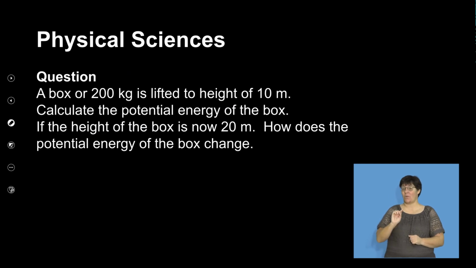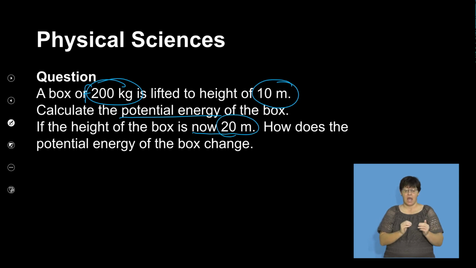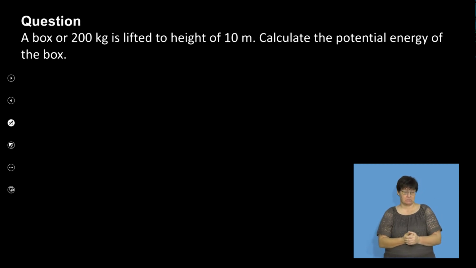First question. A box of 200 kilograms is lifted to a height of 10 meters. And now there are 2 questions. The first one is, calculate the potential energy of the box. We're good with that. If the height of the box is now 20 meters, how does the potential energy of the box change? Well, let's start with the easy one.